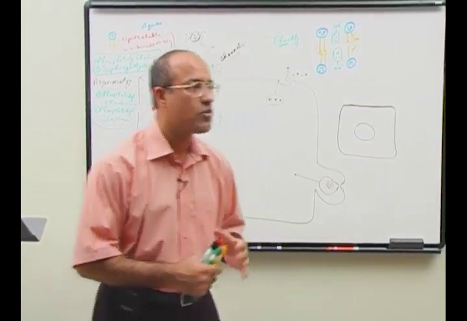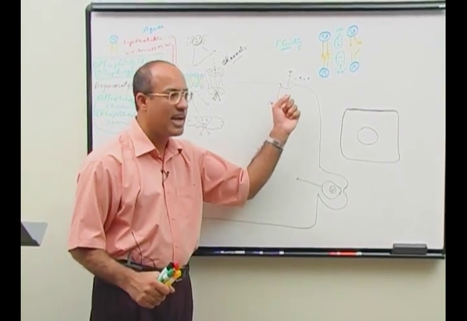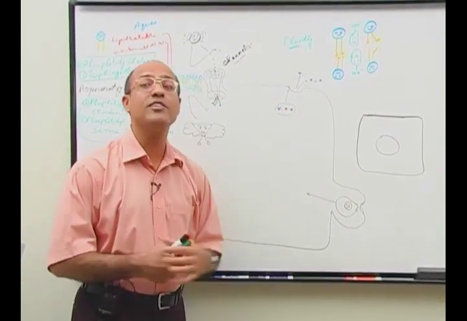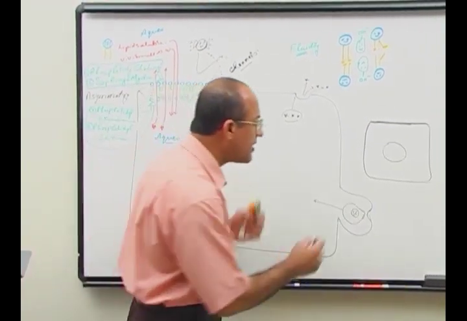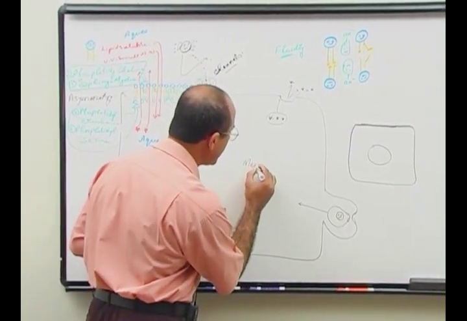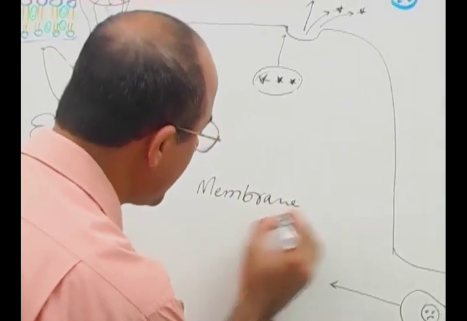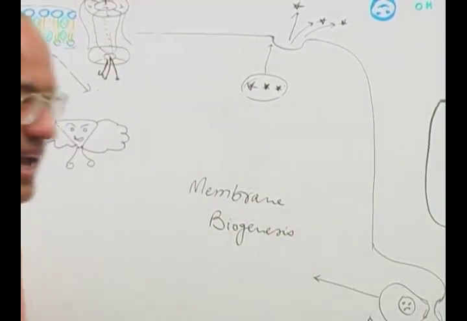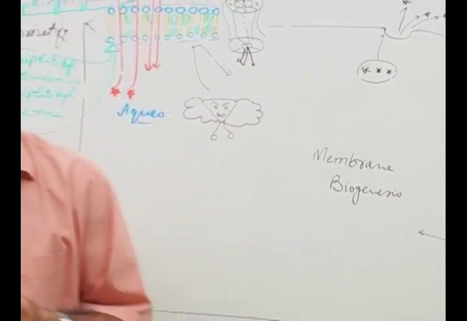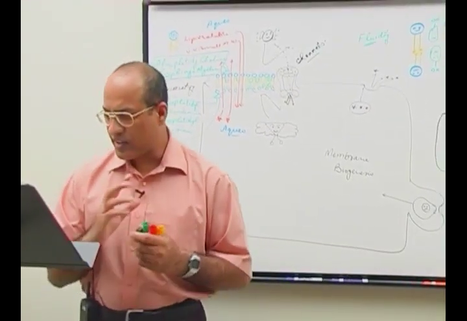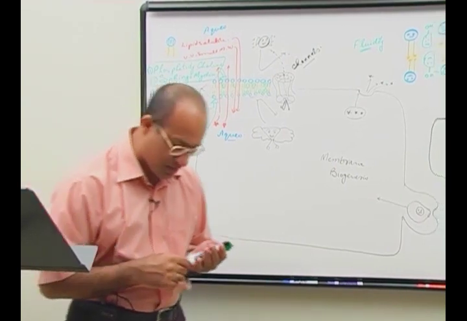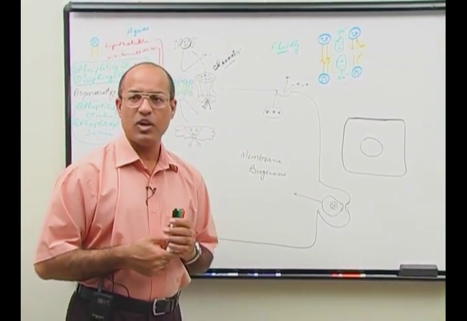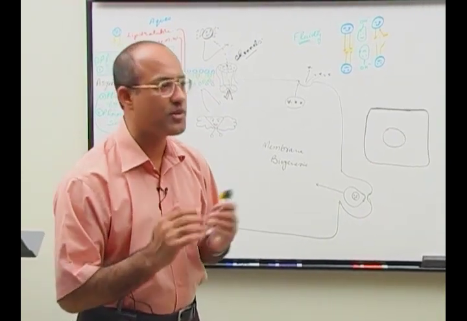So it means fluidity is important for exocytosis, it is important for endocytosis, and it is important for membrane biogenesis. These are some important reasons why fluidity is important. Now, what are the factors which can alter the fluidity of the membrane?